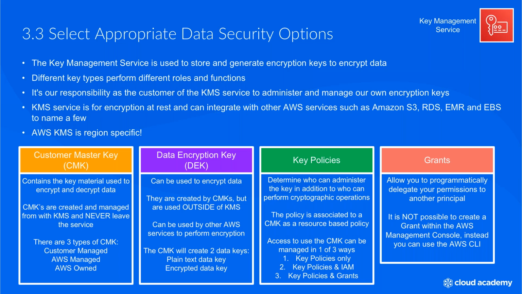And then finally, grants. Now, grants allow you to programmatically delegate permissions from one person to another. And this can't be achieved through the AWS Management Console. You have to use the AWS CLI. It can only be programmatically performed.